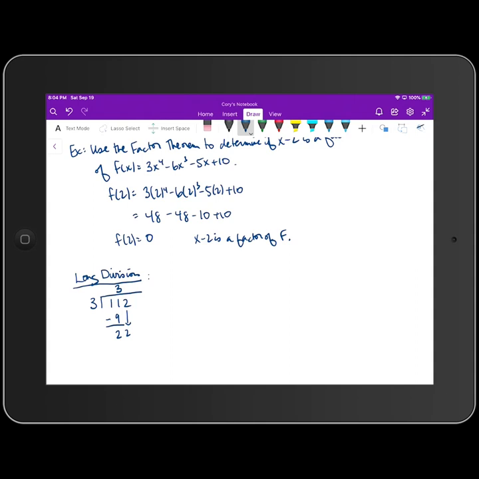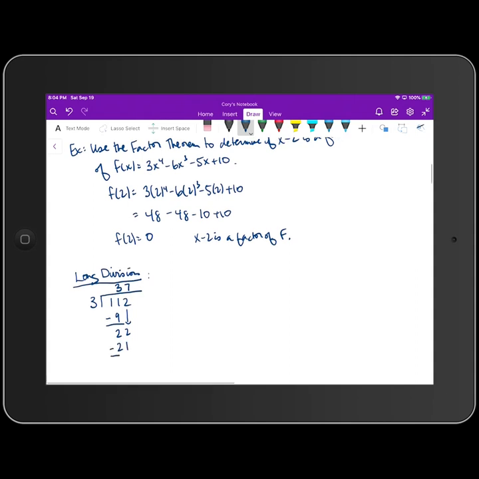And then we bring down the next number in line, which is also a 2. And next we want to see how many times 3 goes into 22. So 3 goes into 22 7 times. So again, we're just repeating that process. So we take 7 times 3, which is 21. And then we're going to subtract that number, which gives us a 1.